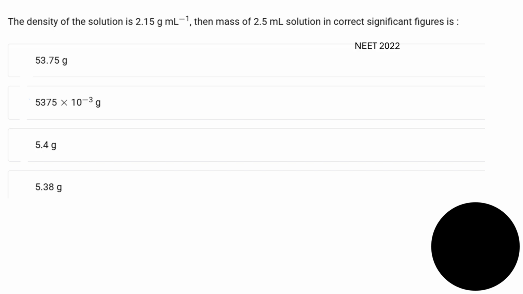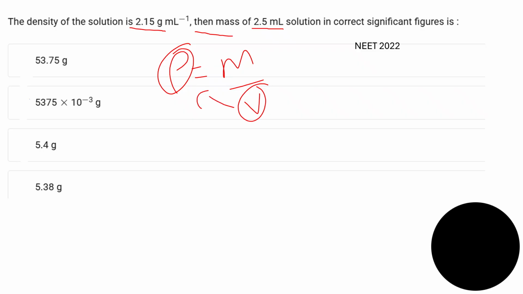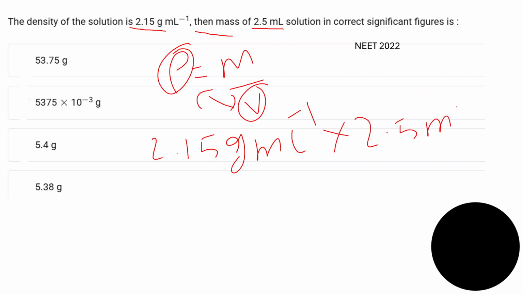They asked about significant figure. First, we need to find the mass. They gave density, and the 2.5 ml is nothing but a volume expressed in ml. They gave density and volume, they are asking mass. This is so simple. Rho is equal to m by v. Just multiply, that's it. 2.15 gram per ml multiplied by 2.5 ml. ml gets cancelled, we will get the answer in the unit of gram. The gram is a unit of mass.